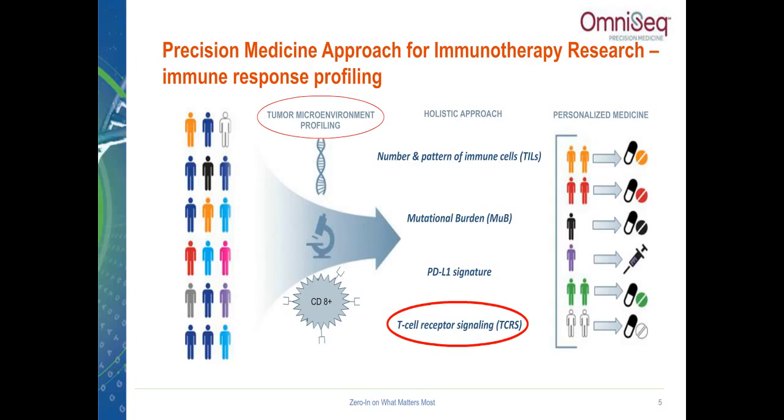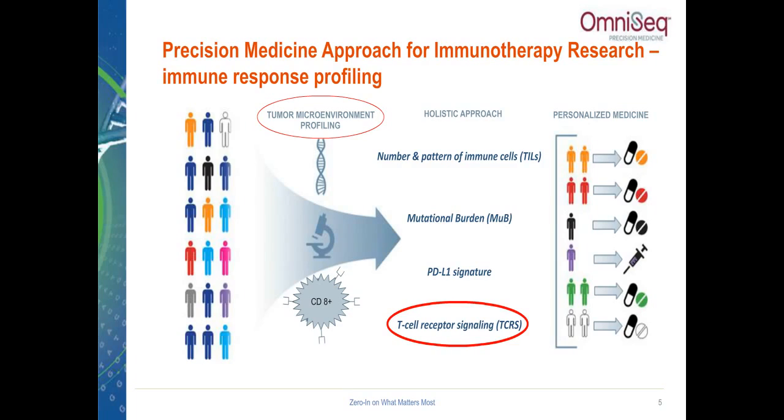And there's at least 4 buckets that you can put this precision immunotherapy into. And the good part about the Oncomine Immune Response Assay is it covers at least 3 of these 4 buckets, which is T-cell receptor signaling, which is certainly one of the most important things because it's directly related to checkpoint inhibition. Something we call PD-L1 signature, which is kind of a subset of T-cell receptor signaling, and you can get the number and, not necessarily the pattern of immune cells, but you can tell what is the contexture of the different immune cells in the tumor microenvironment.